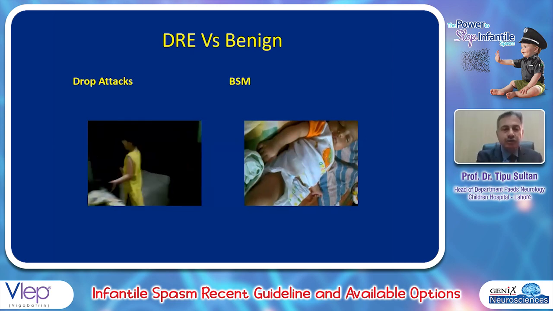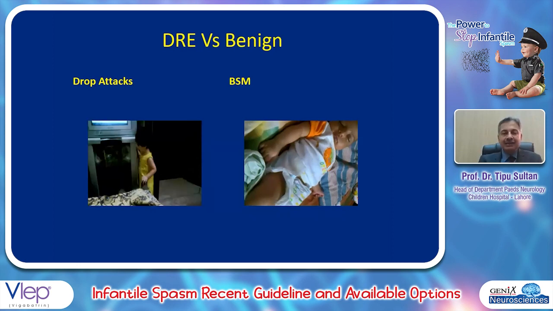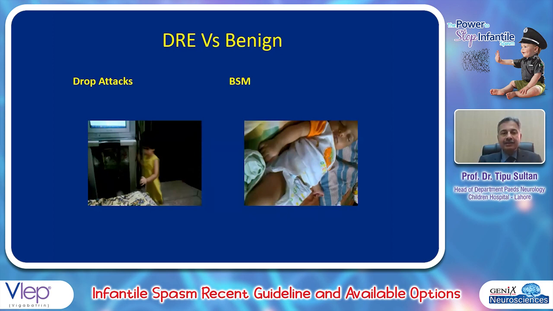So you just look at the movement of this young girl. It is, you can say, a classical type of head nodding. Just look at this. You can easily differentiate, and it is followed by a shrill cry.